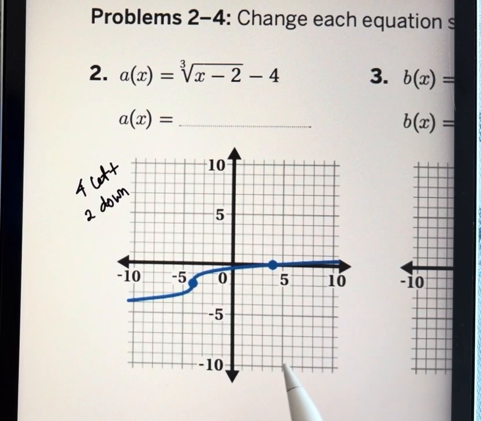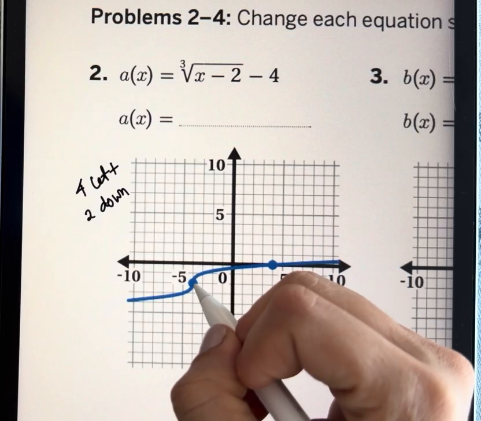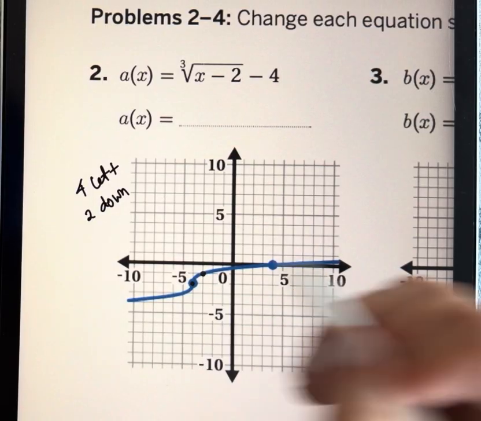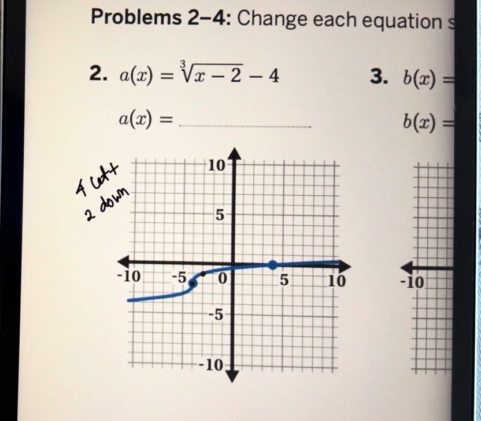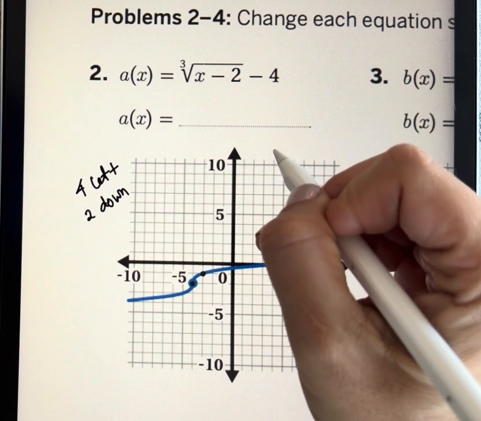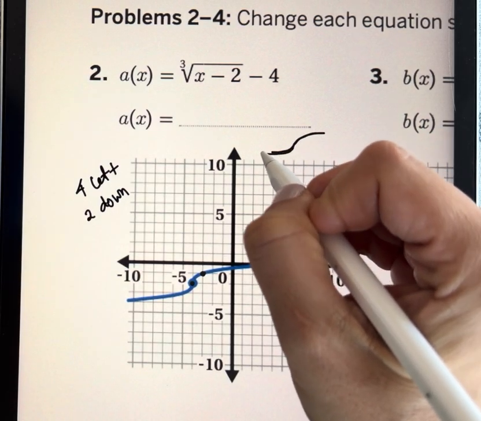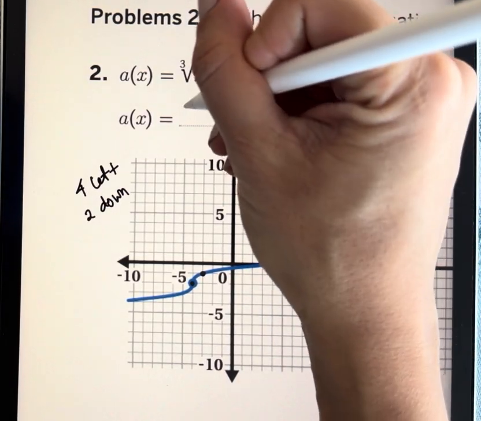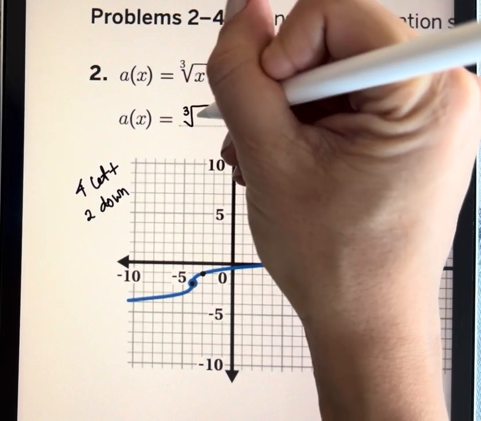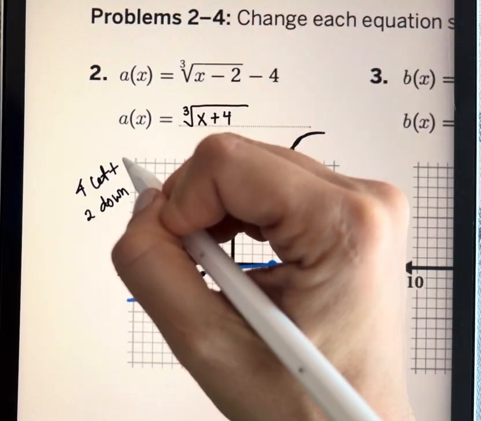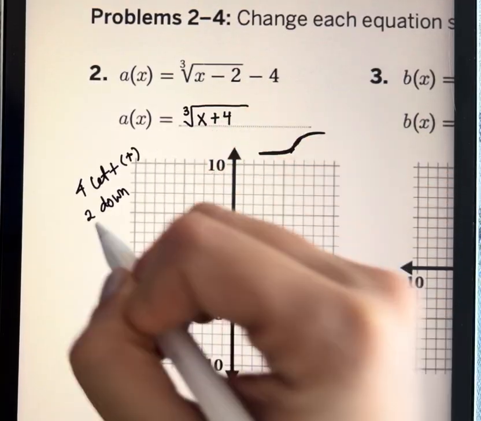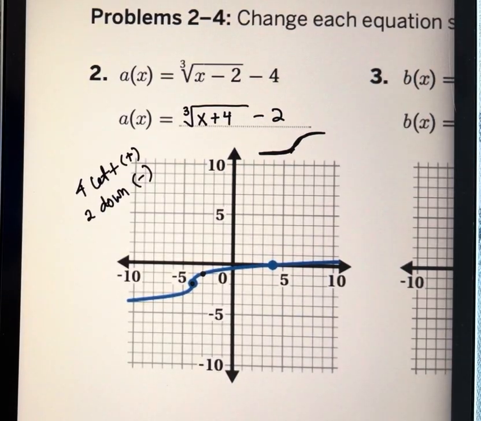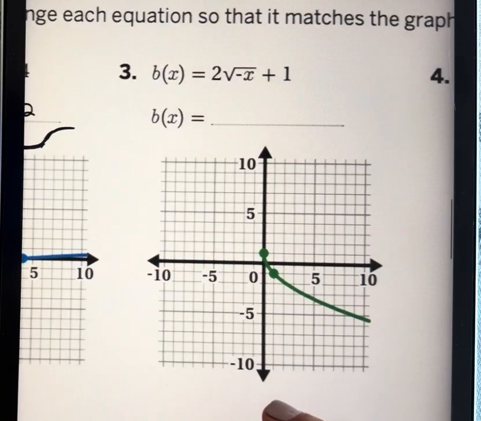And that's it, you guys. I can tell there's been no stretch or shrink if it goes up 1 over 1. From right here, if it goes up 1 over 1, there's been no stretch or shrink. And then it has this orientation. This is the standard orientation, so there's also been no reflections. All I need is for this to be x plus 4, because 4 to the left means plus, with x. And 2 down means minus 2 out here. Okay? All right. Let's look at the next one.